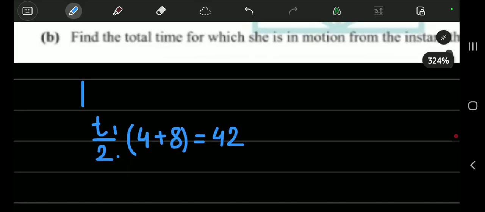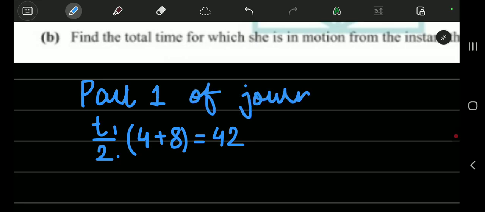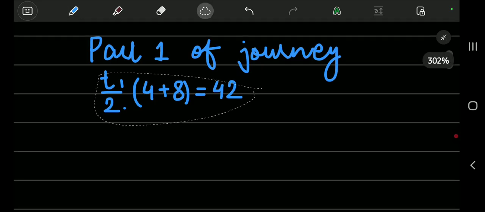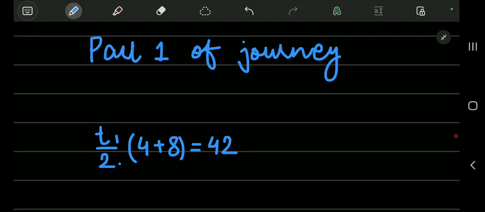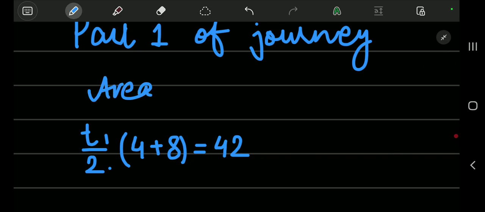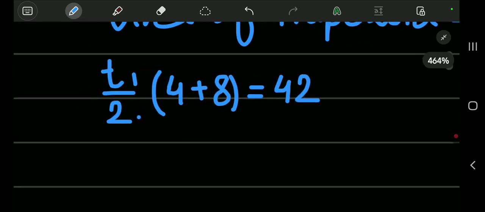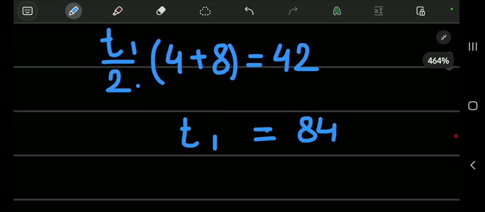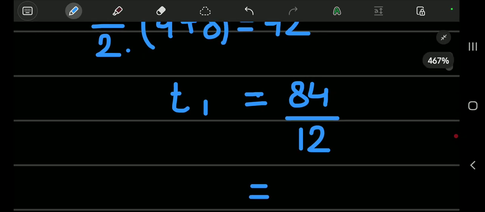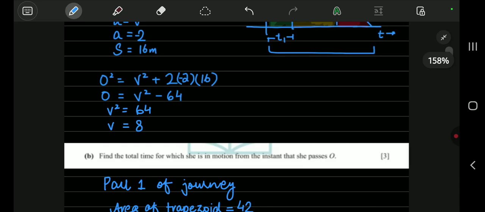Part 1 of the journey. So area of the trapezoid is 42, so T1 from here will be 84 over 12, and that is 7. Okay, this is 7 seconds.